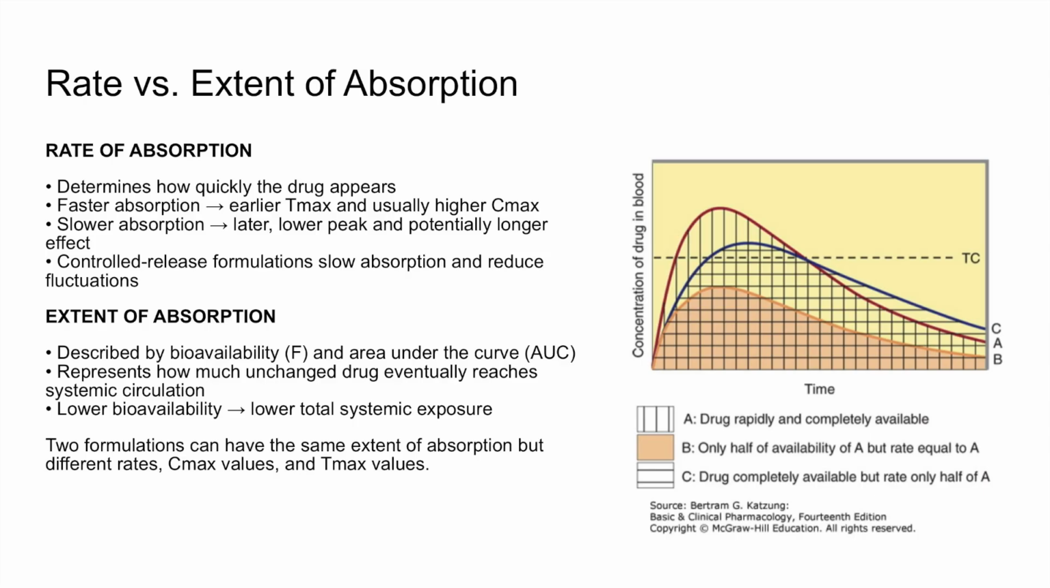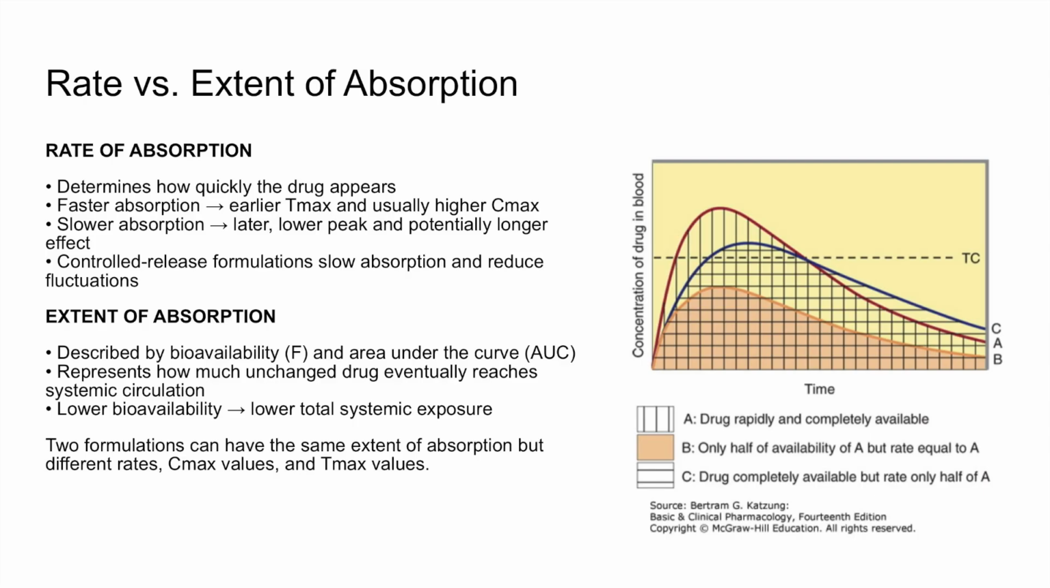The rate of absorption describes how quickly a drug enters systemic circulation. Faster absorption generally produces an earlier Tmax and a higher Cmax. Slower absorption produces a later, lower peak and may prolong the effects. Controlled release formulations intentionally slow absorption and reduce concentration fluctuations.